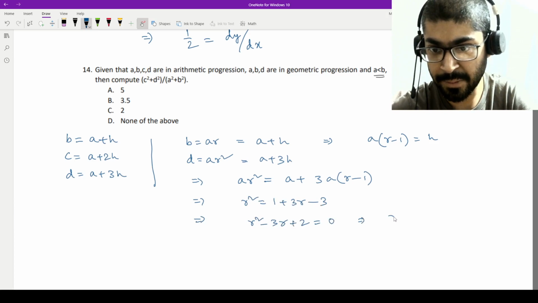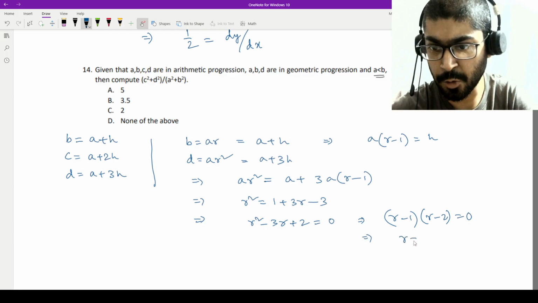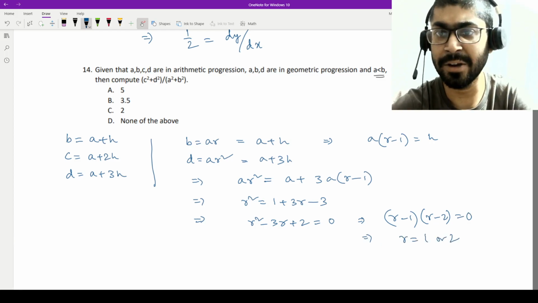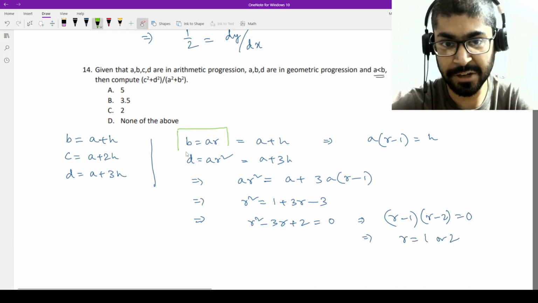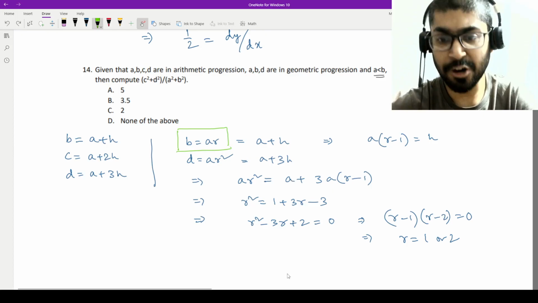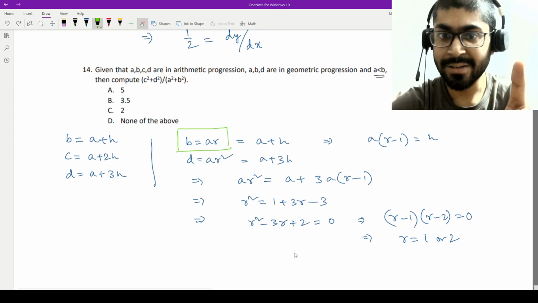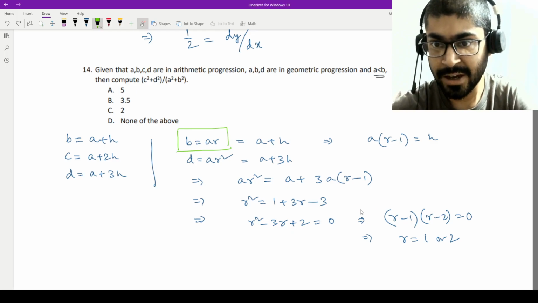This is (r minus 1) into (r minus 2) equal to 0. Now r can be 1 or 2, right? r cannot be 1 because a is less than b and b is equal to ar. Again, this condition, b equals ar and a less than b. If a is less than b, then r cannot be 1, because if r is equal to 1, then b will be equal to a and that condition gets violated. So r is equal to 2. This is fixed. r is 2.